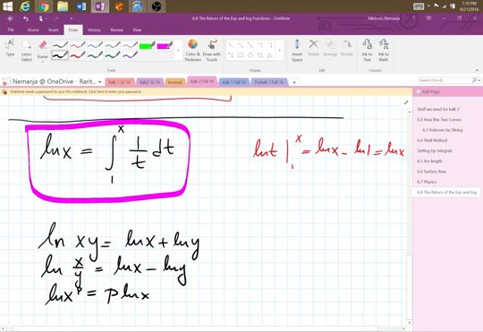Yes, with this one, right here. So they give you a 2-page proof for these things.